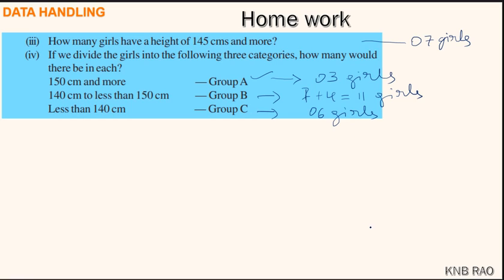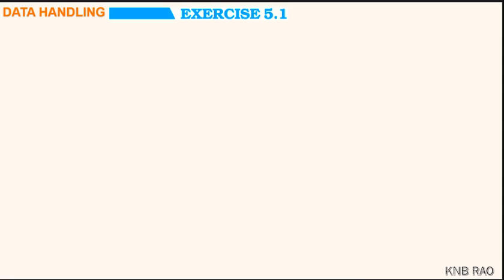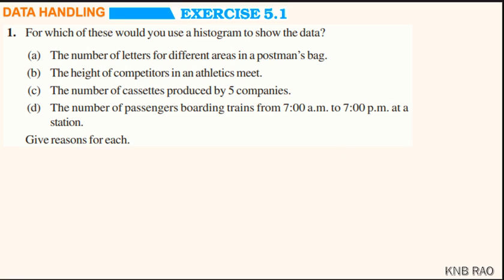So this was the homework I gave you. I hope you have done it correctly. Now let us go for discussing questions from exercise 5.1. In exercise 5.1, the first question gives you 4 sets of information and asks you, amongst these 4 sets of information, which would be appropriate or convenient to draw a histogram. Which of these would you use a histogram to show the data?